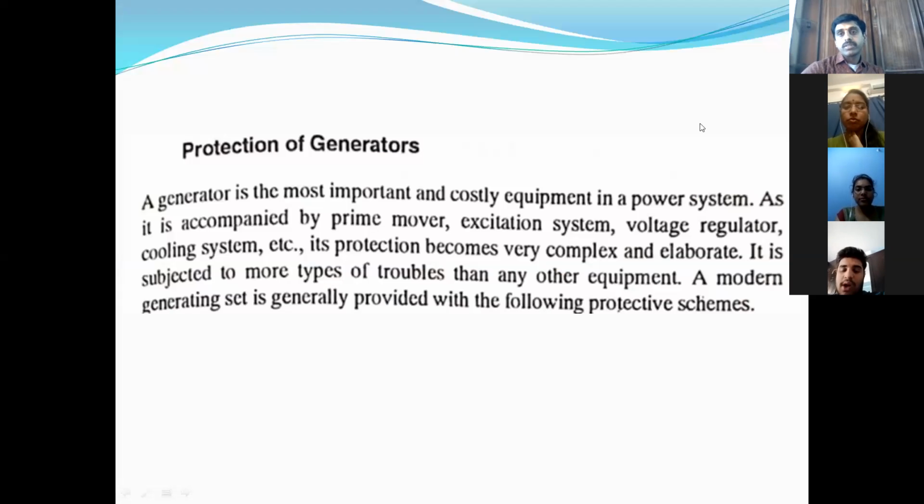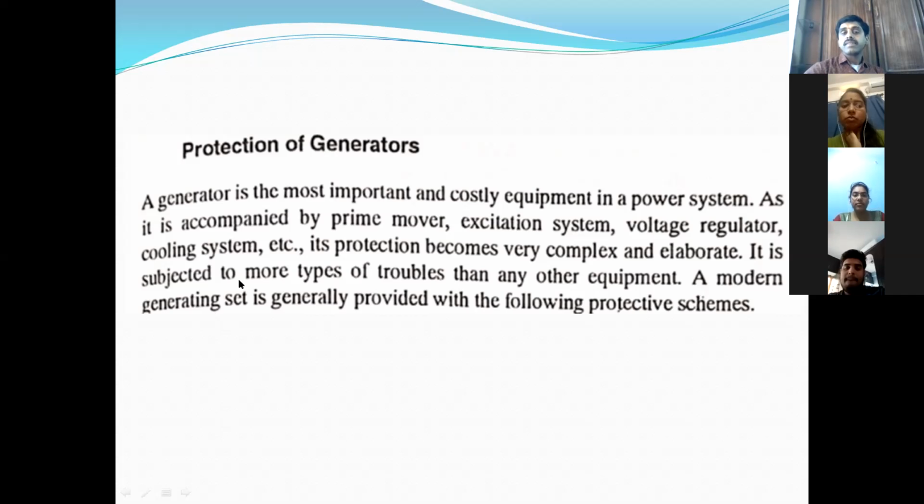Coming to generator protection, compared to other components, the generator is the most important and costly equipment in the power system. It is just like the heart of the power system, because it is accompanied with both load frequency control as well as voltage control. For the load frequency control, it needs a prime mover, turbine, and other frequency control equipment. And for the voltage control, we need an excitation system, voltage regulator, etc. Apart from this, we need a cooling system for big generators.